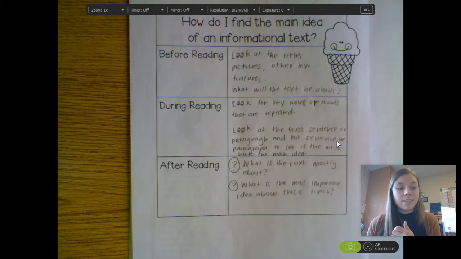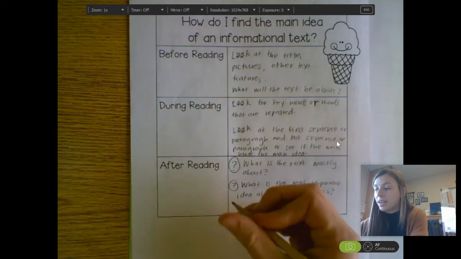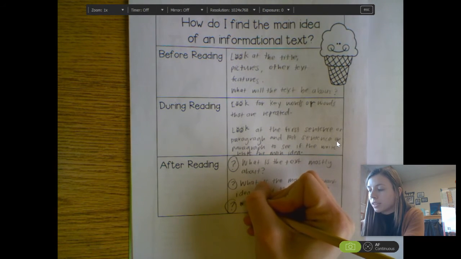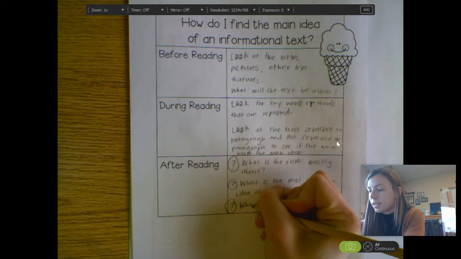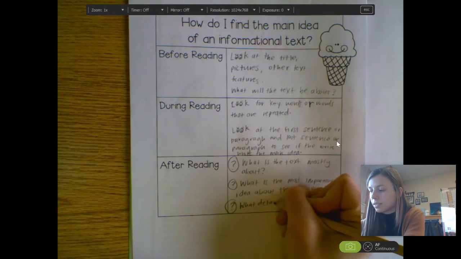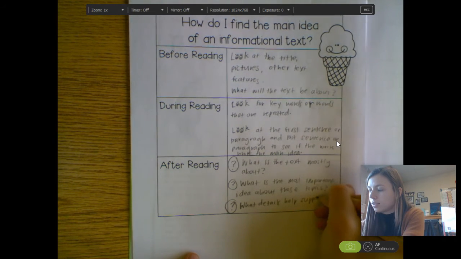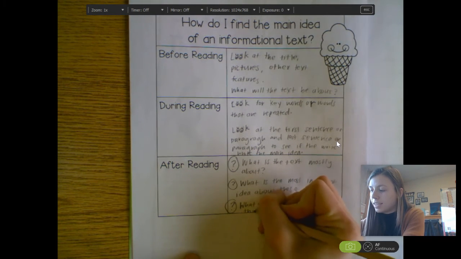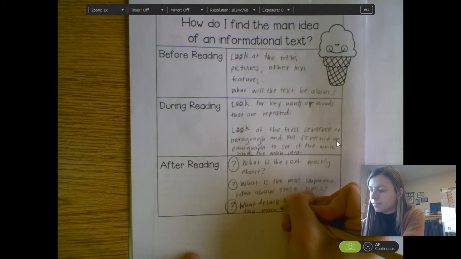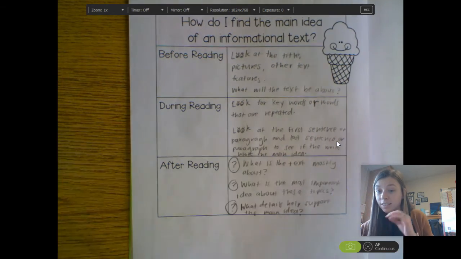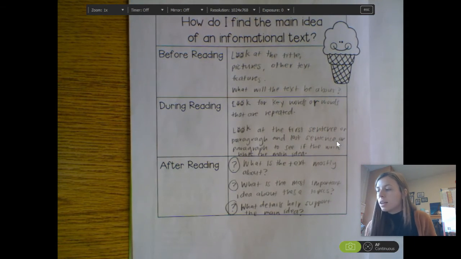And what are the details that support the main idea? This is the part where after you're done reading, you go look for the details. What details help support the main idea? So after you're reading, you go back in your text to look for those details.